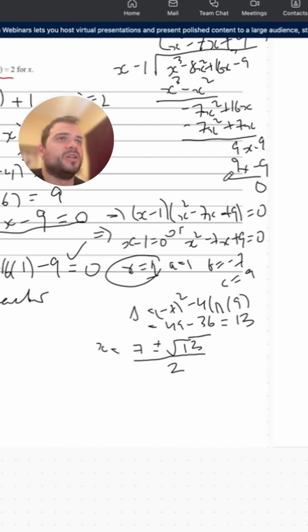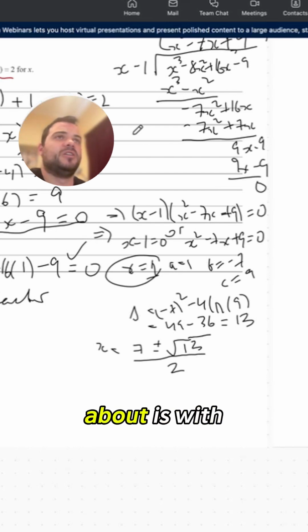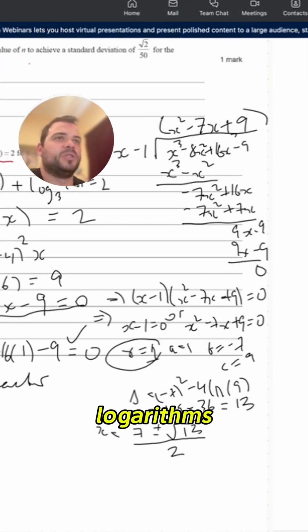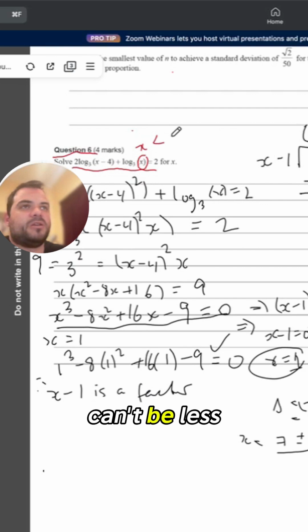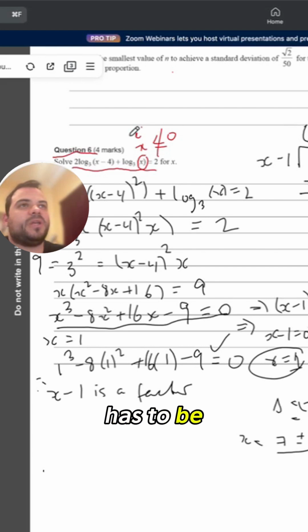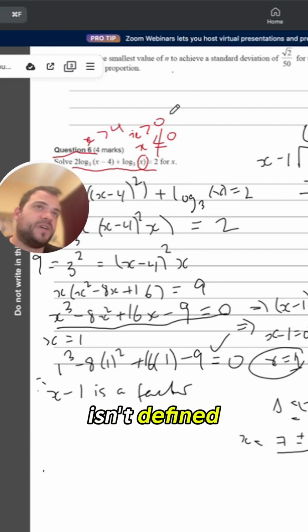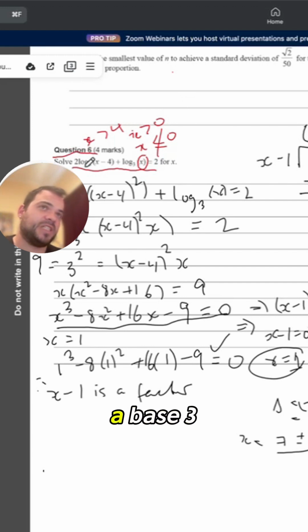original equation. The one thing that we need to be careful about is with logarithms. So this x can't be less than or equal to 0. So that's bad. So here x has to be at least 0. And here, because we've subtracted off 4, x has to be at least 4. Otherwise, the logarithm isn't defined, because there's no power which takes a base 3 to a negative number.